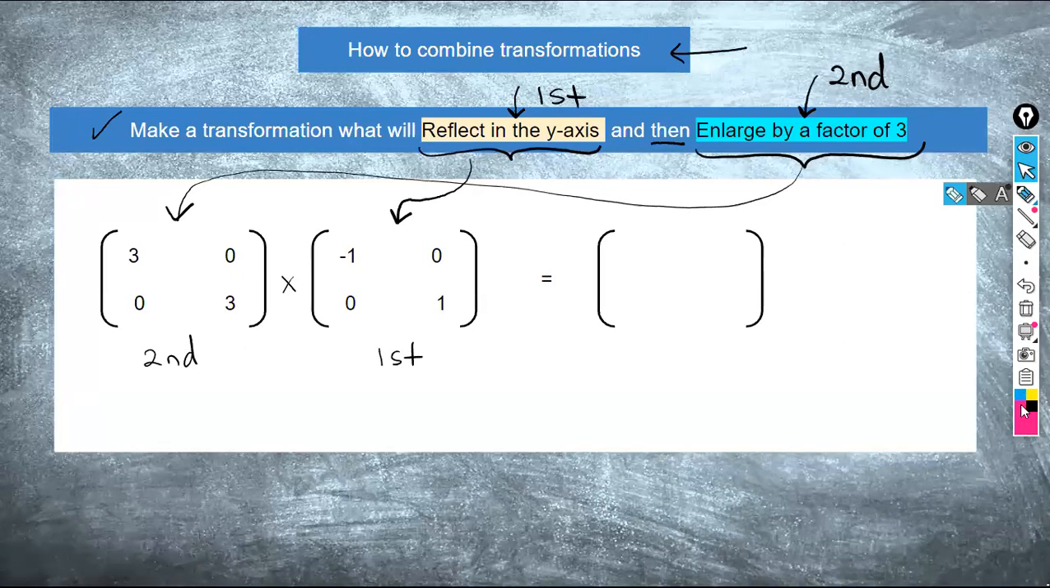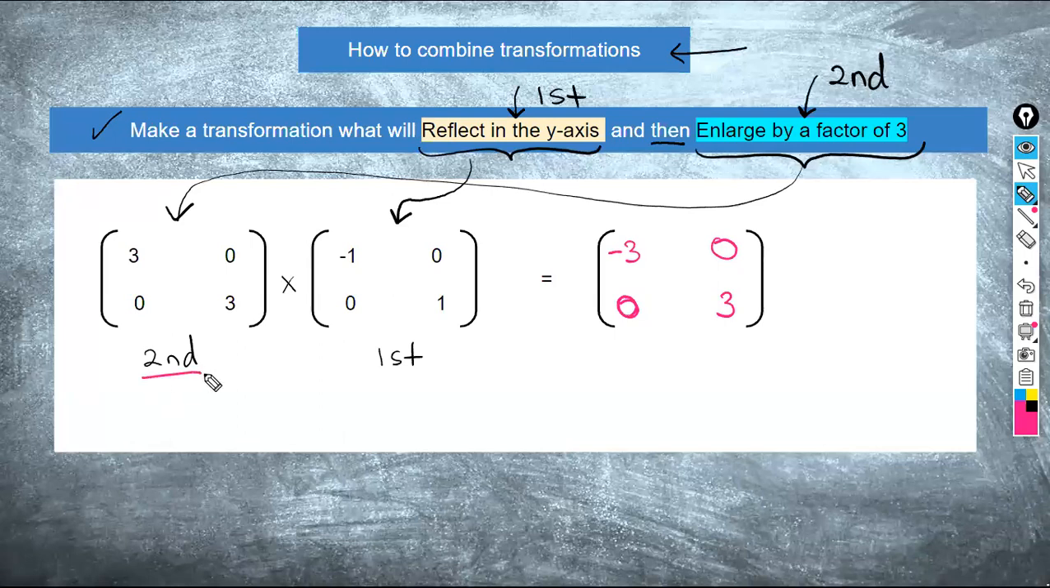When you multiply, the first one I'm getting is minus 3 on top, then 0 underneath. Then I'm getting 0 here, and then positive 3 here. How many people got that?